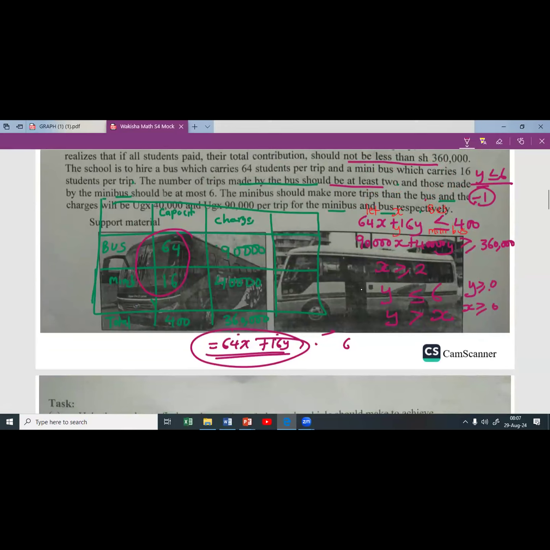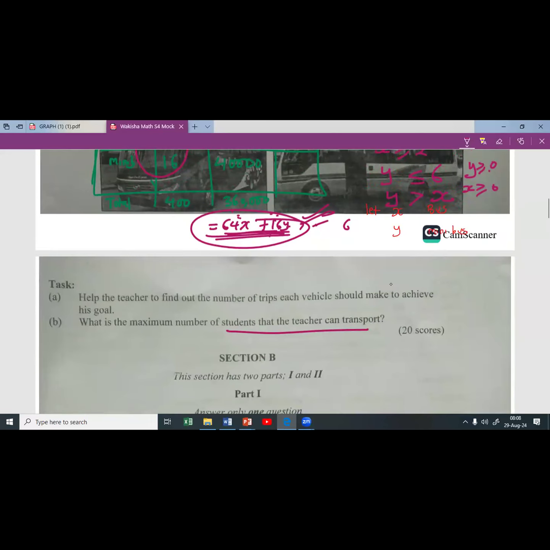So feed in the different options you are getting. In case this one makes 2 trips and this one makes 1, what do you get? Then find out what you are getting. So now this one is going to be your objective function of 64x plus 16y, because it's the one that you are going to use in order to determine the maximum number of students that they can transport. I hope that is very fine.